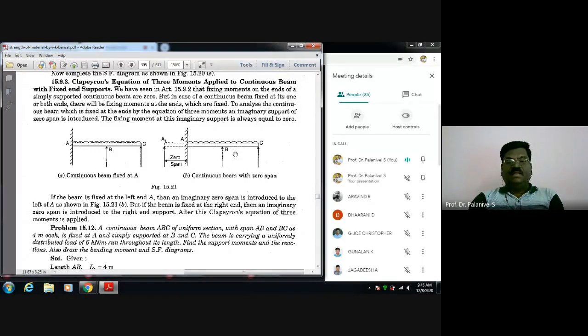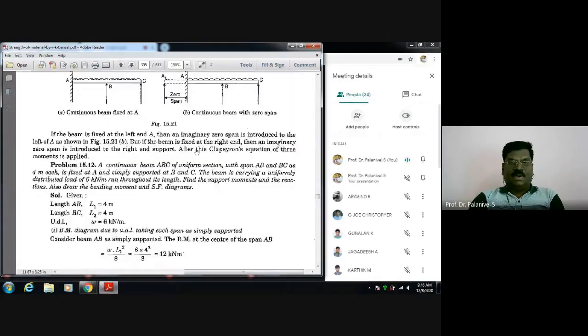There are two unknowns. We don't know the moment at A, we don't know the moment at B, but we know the moment at A1 is 0 and at C is 0. Only these two are unknown. We have two equations containing the two unknowns. By solving those equations, you can find the moment at A and moment at B. Once you have determined the moments at A and B, it is easy to compute the support reactions. So here there is a problem given.